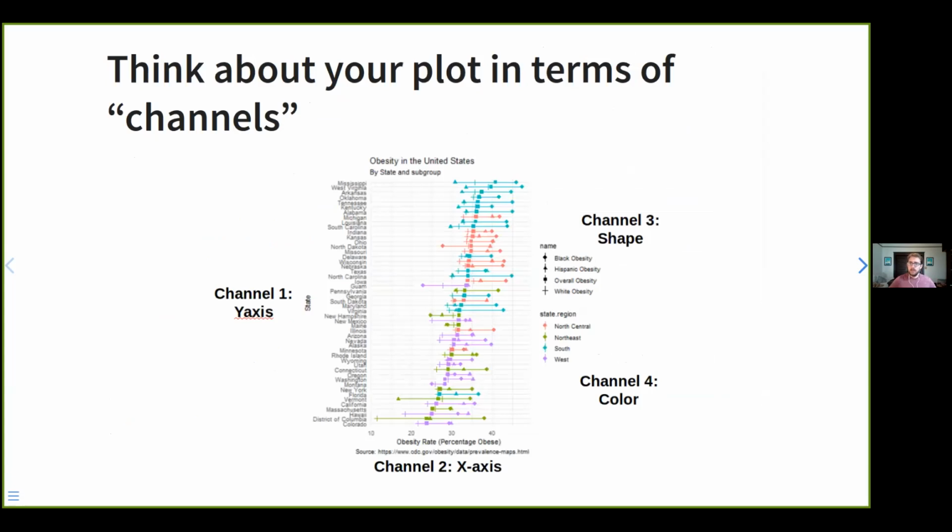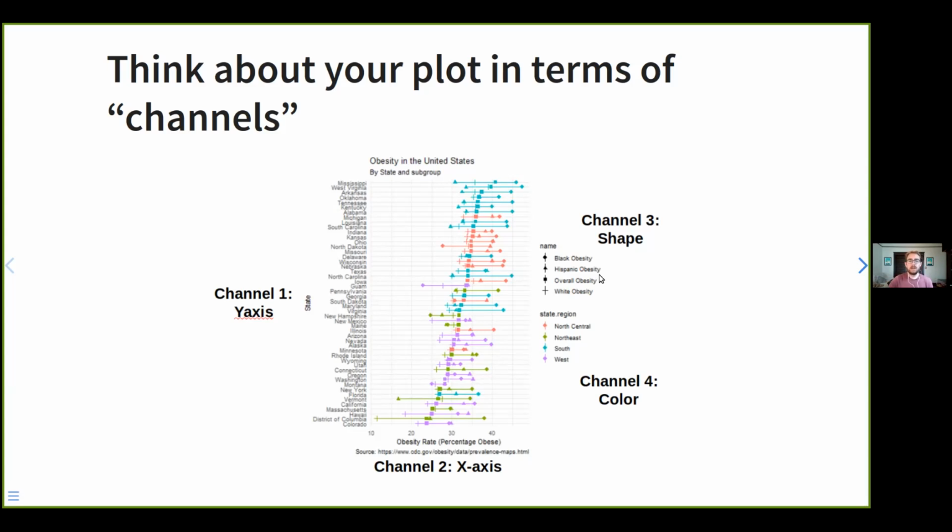One thing I want you all to start thinking about is your graphs and figures in terms of channels. What this means is you can think about a channel as more or less a place to put data, right? And this is an example of a relatively complicated plot that actually has 4 separate channels of data at the same time. And they've done a relatively good job, I'd say, of putting this all together into a nice visualization that conveys a lot of information all at the same time.